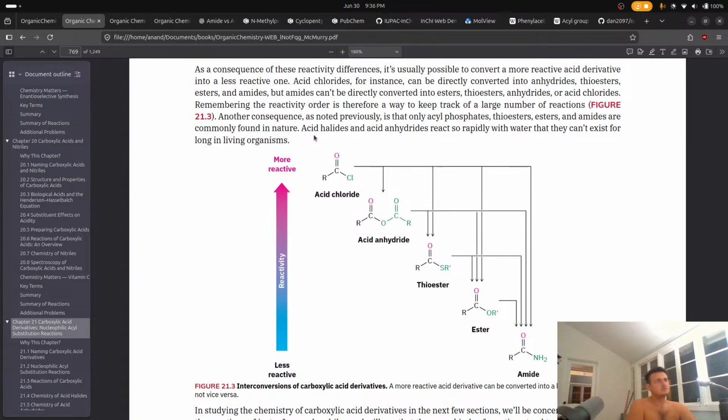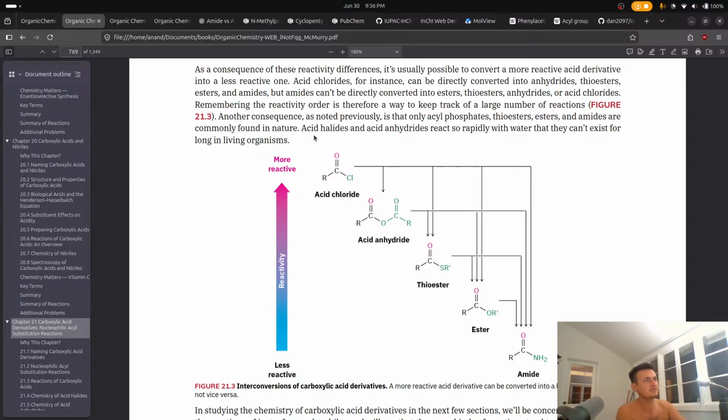As a consequence of these reactivity differences, we usually convert a more reactive acid derivative into a less reactive one. Acid chlorides, for instance, can be directly converted into anhydrides, esters, and amides. But amides can't be directly converted into esters, anhydrides, or acid chlorides. Remember, the reactivity order is therefore a way to keep track of a large number of reactions.